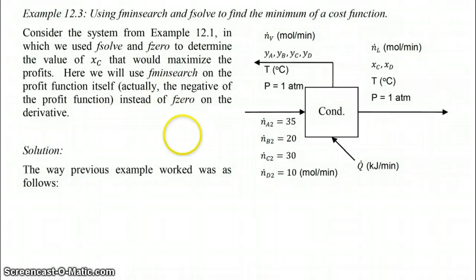Okay, so again, what we have here is an input flow rate of 4 species going into a condenser. Species C and D are going to be partially condensed into a liquid stream, and then whatever is left over is going to continue on as a vapor stream, as a recycle back to the reactor.